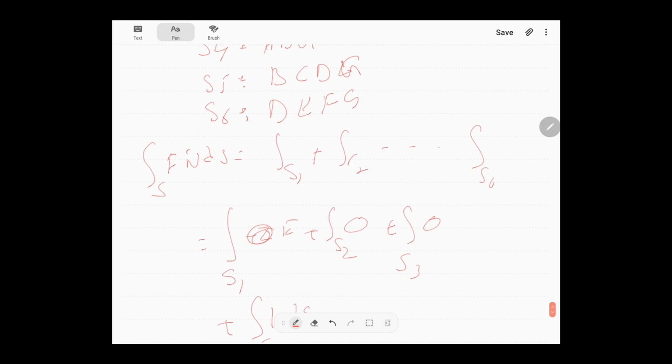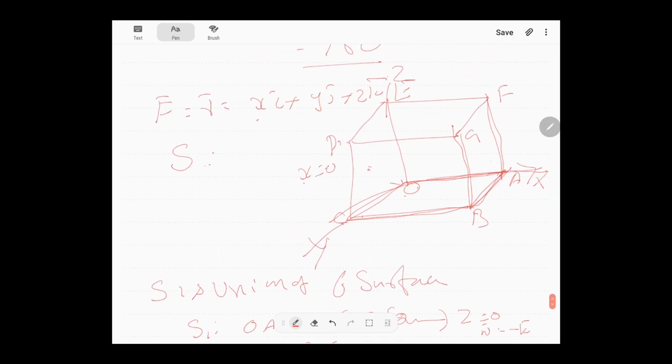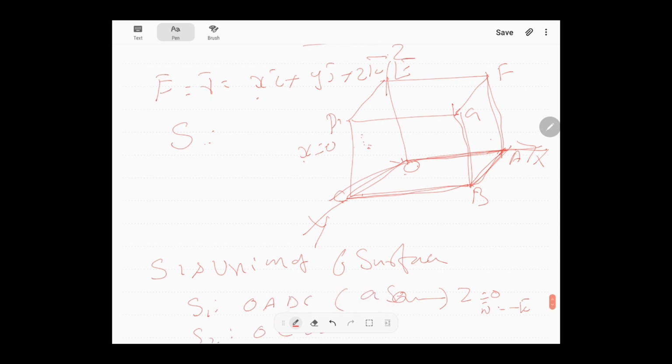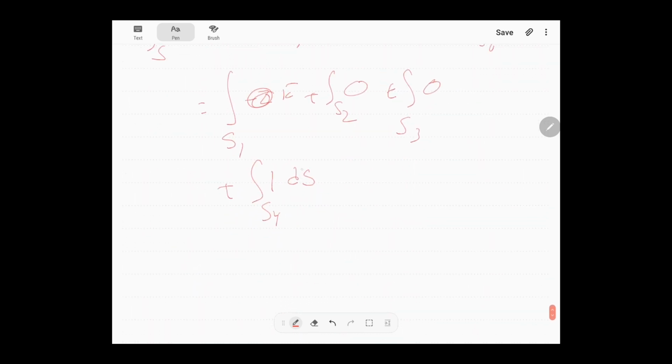So it is 1 ds. Because it is 1 ds, where can I take the projection? I can take the projection of this on the YZ plane. So this ds can be written as dy dz by n bar dot k bar. Similarly for S5 you will get dz dx, and S6 is dx dy. Everything will be 1 plus 1 plus 1. Of course, the first ones will be 0 plus 0 plus 0. So this value will be 3.